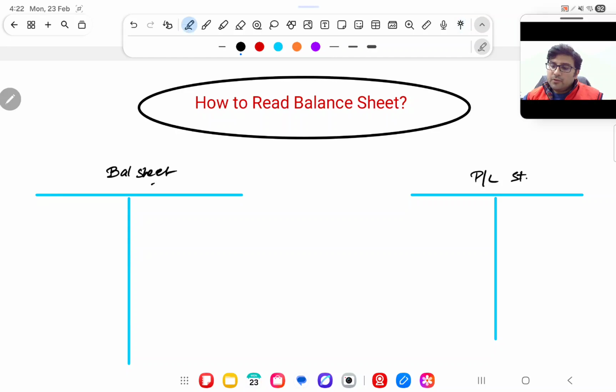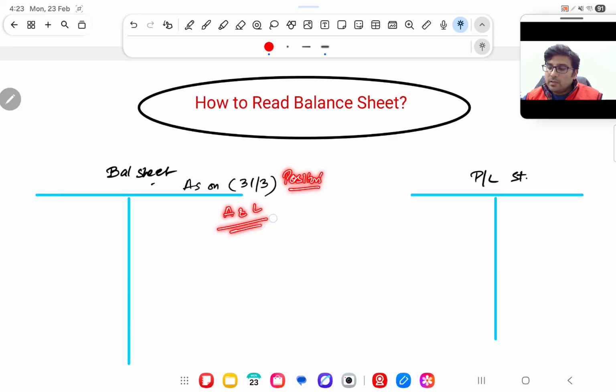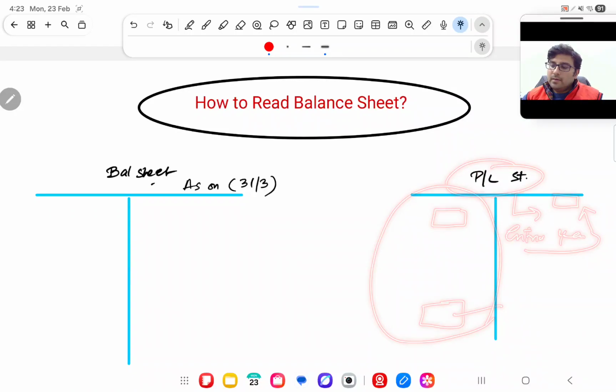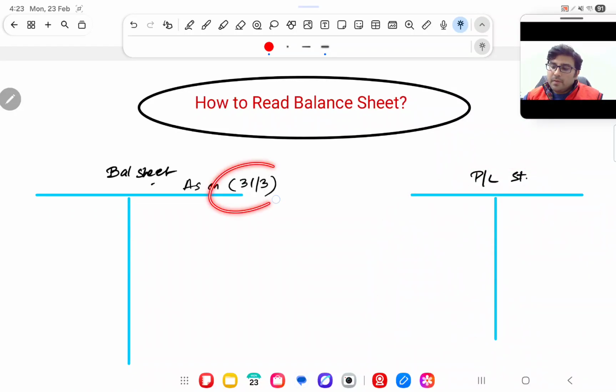Now, balance sheet is always prepared as on date. As on date means as on a specific date. Let's say 31st March of any year. This is a position of assets and liabilities as on this particular date. Whereas profit and loss statement gives you a picture for the entire year. During the entire year, what were the sales, what were the expenditures, and what profit you have earned. This is for the complete year, rather than the balance sheet which is prepared as on a particular date.